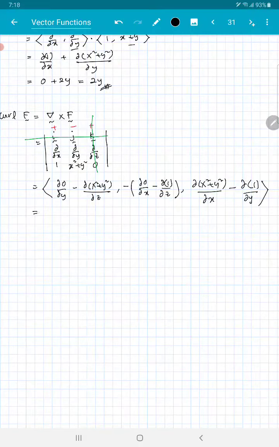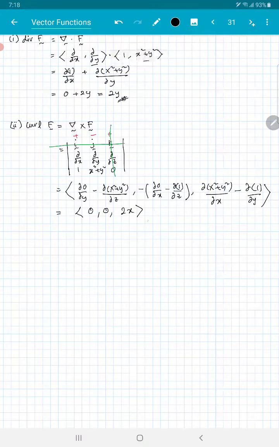The first term will give you a 0. The x component will give you a 0. The y component will give you a 0 as well. And the z component will give you 2x minus 0. So this is the curl of f.